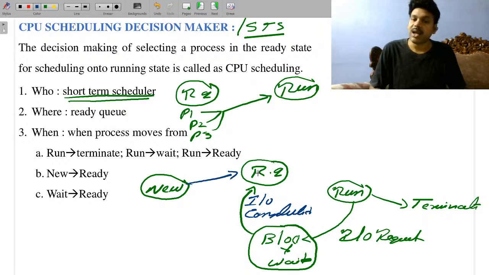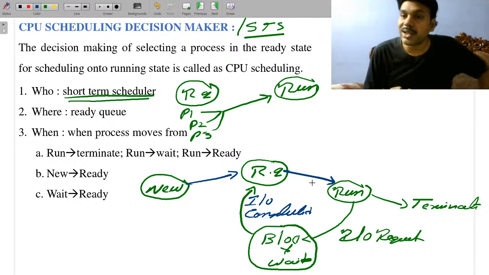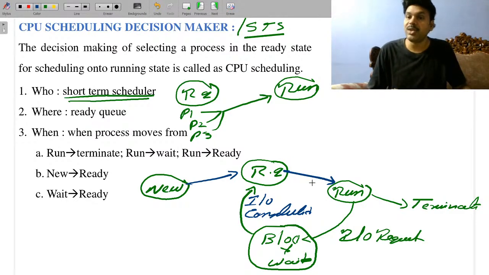Now this is like this and this is like this. You observe carefully. In what are the cases that CPU scheduling is done? This is a very important question. In what cases is CPU scheduling done? Few important cases. What is that?